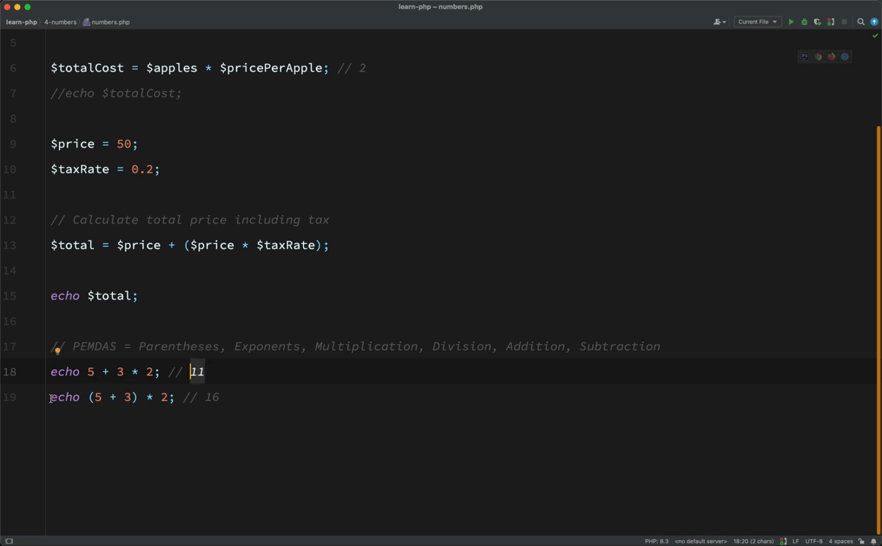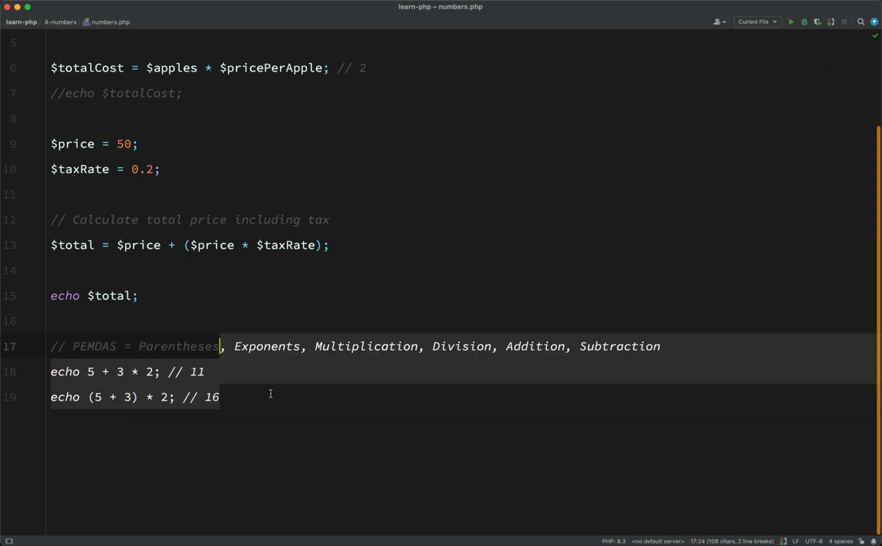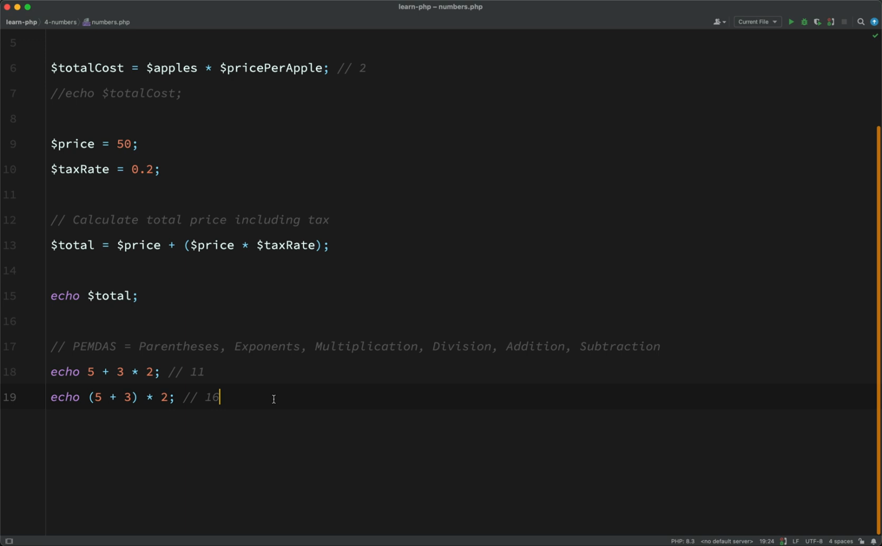But this second one, it's the same thing, but we've wrapped the 5 plus 3 in parentheses. So that will actually get evaluated first, get calculated first. 5 plus 3 equals 8. Then multiply that by 2 and you get 16. So we've touched on a little bit of maths there. Maths is something which you're going to do quite a lot with numbers in PHP.